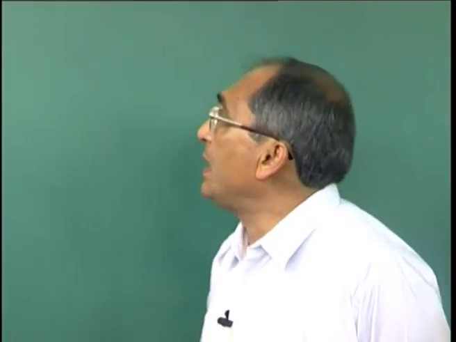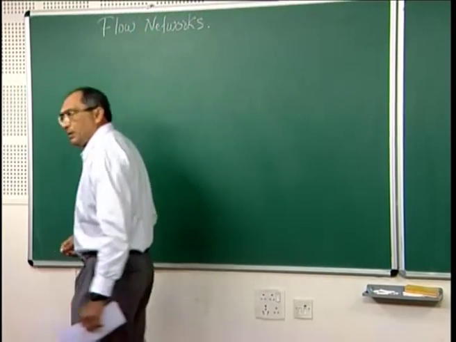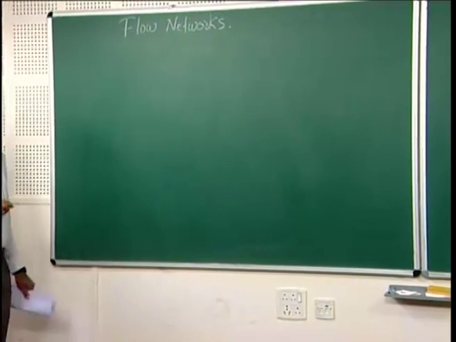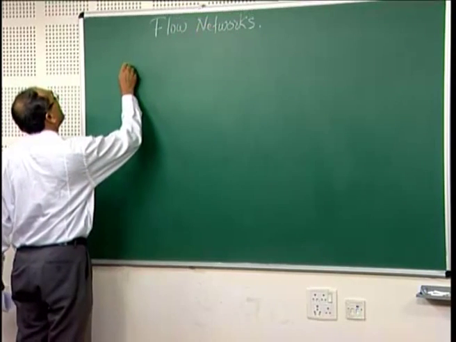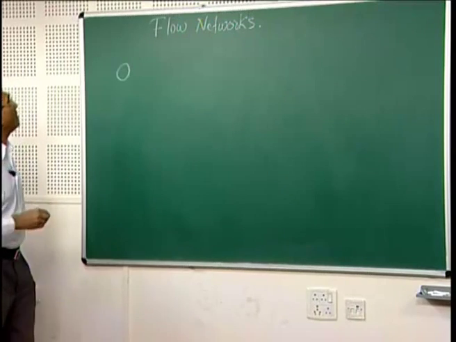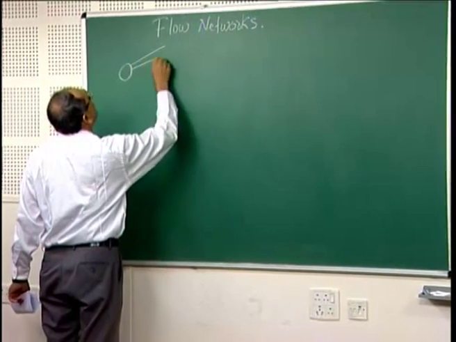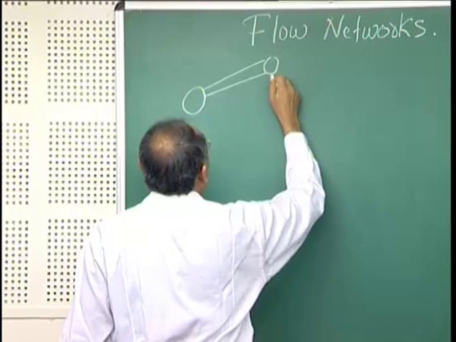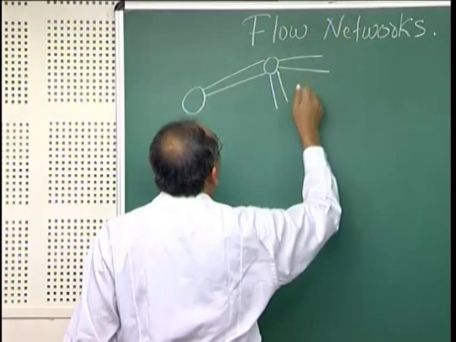So today we will start with a new topic, namely flow networks. To motivate ourselves, let's take a simple situation where we have a water source which supplies water, and there is a network of pipes. These are some junctions where more than two pipes meet.